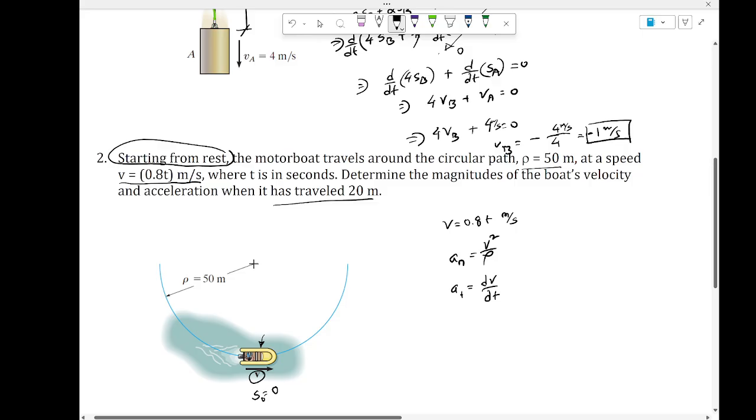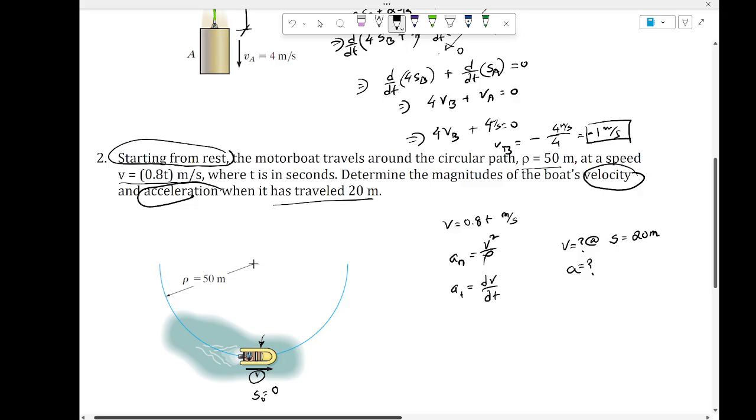Everyone? So let's focus now. Again, what they're asking. They're asking two things. Determine the magnitude of the boat's velocity and the acceleration. They're asking the velocity at the distance s equal to 20 meters, right? They are also asking the acceleration. So these are the two things they are asking. And again, as I said, because of time limitation, I don't have time to do the engineering format. Everyone understand the problem? All right.